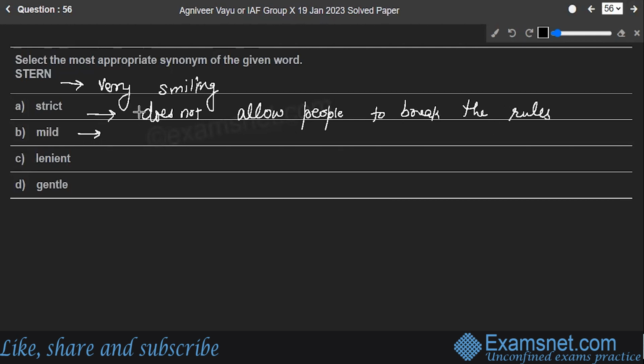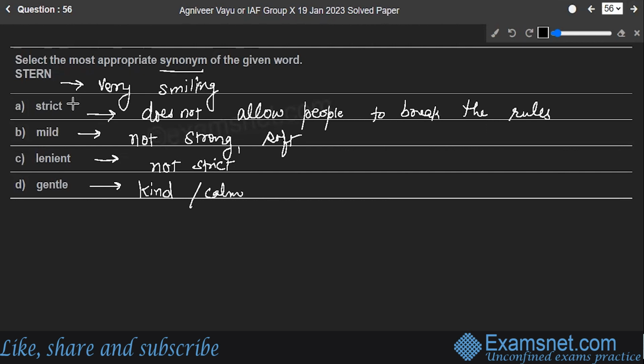Then is mild. Mild is very soft, not strong, or you can say soft. Then is the word lenient, which means not strict. Then is the word gentle, which means kind, calm. Now you have to find out the appropriate synonym of the word stern, and it's of course strict. Option A is the correct answer.